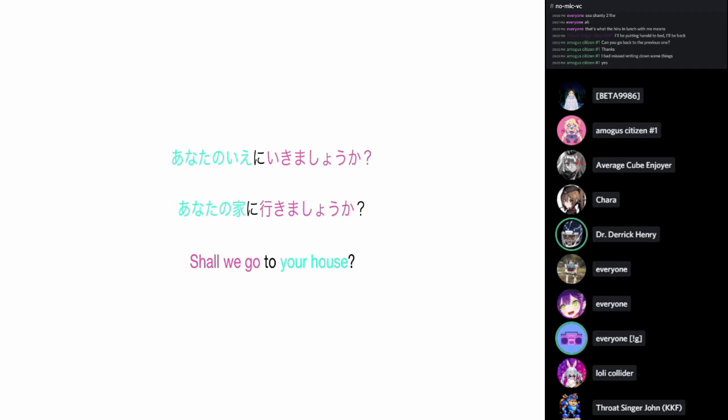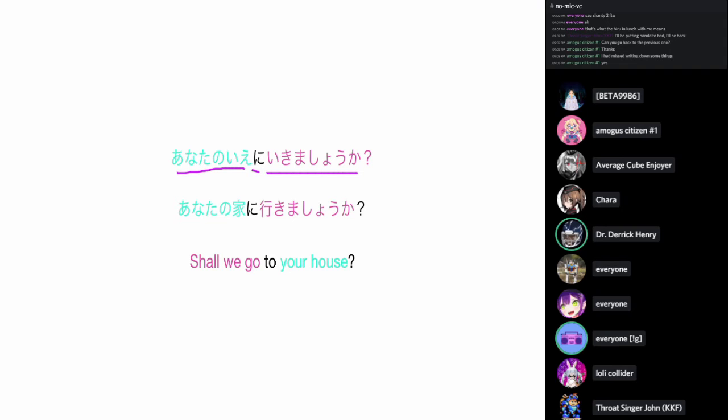Alright, and here's an example of using mashoka. So, anata no ie ni ikimashou ka? So, anata no ie is your house, ni is the destination marker. So, ikimashou ka, shall we go? So, anata no ie ni ikimashou ka? Shall we go to your house?